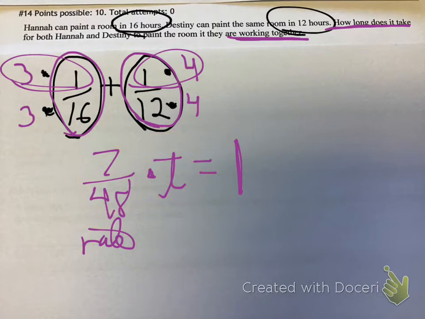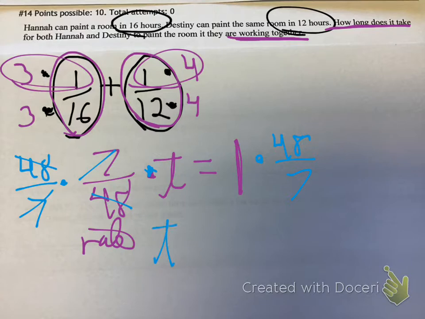That's the idea. What's cool about that is then it's easy to solve for T, because you might remember if I have it times a fraction, I can always just times by the reciprocal, 48 over 7, and then the 48s and 7s cancel, and then I've solved for time. T for time equals 1 times 48 over 7. 1 times anything doesn't do much, so it's just 48/7 of an hour.